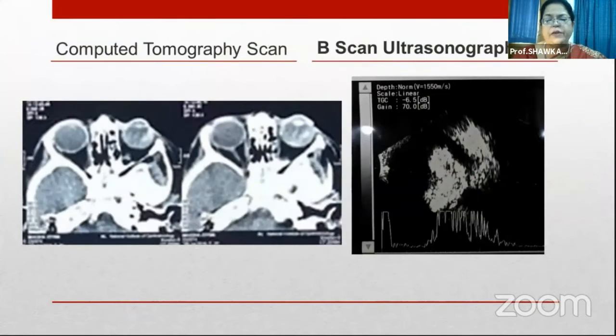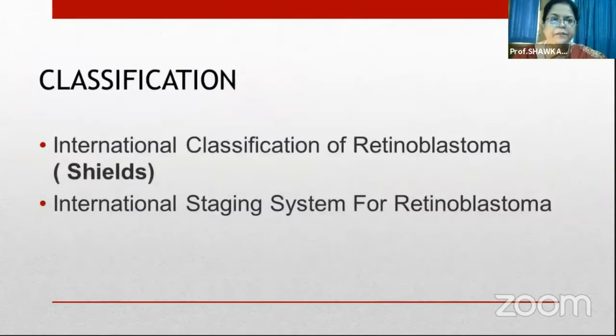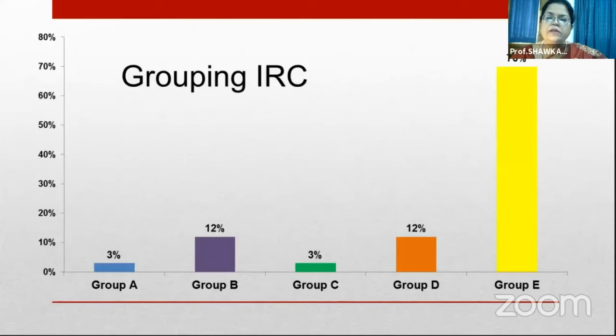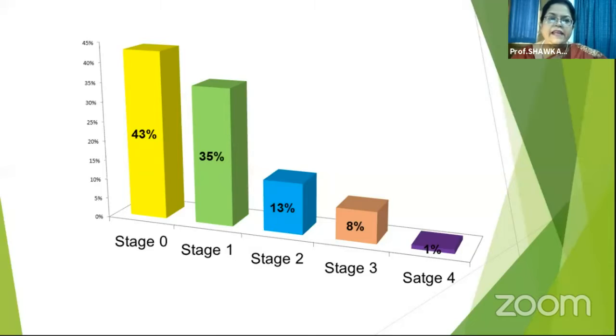These are the pictures of our patients. In all our patients, we do CT scan and B scan ultrasonography for documentation and for counseling purposes. It is very important, and also for planning of treatment. And we follow the international classification of retinoblastoma, Shields classification, and international staging system for retinoblastoma for our patients. 70% of our patients were of group E, and 12% of group B and D, and 3% each of group A and C.